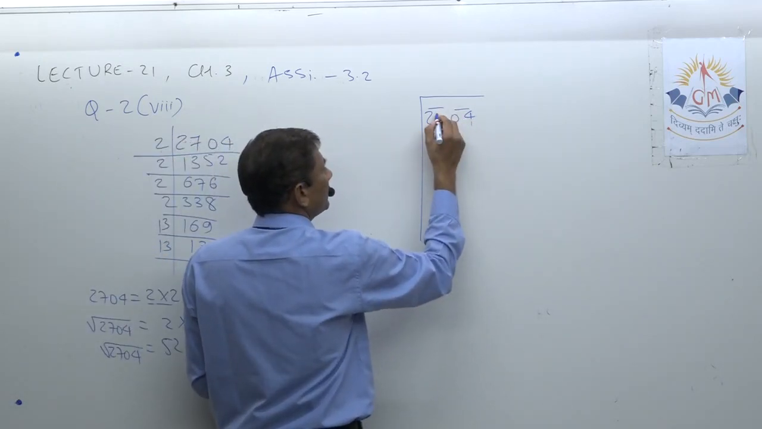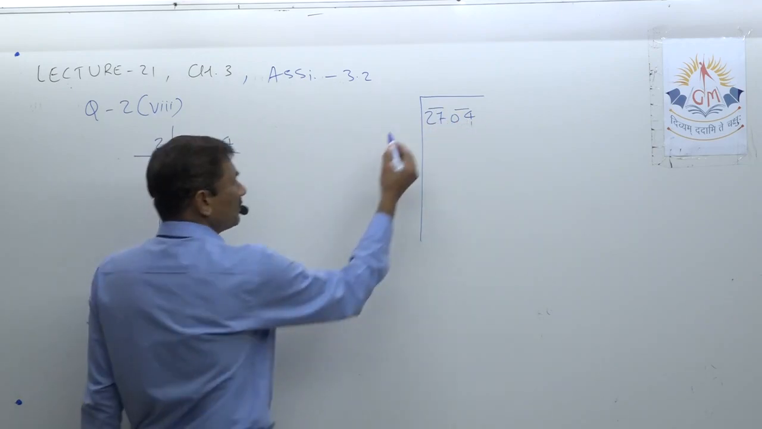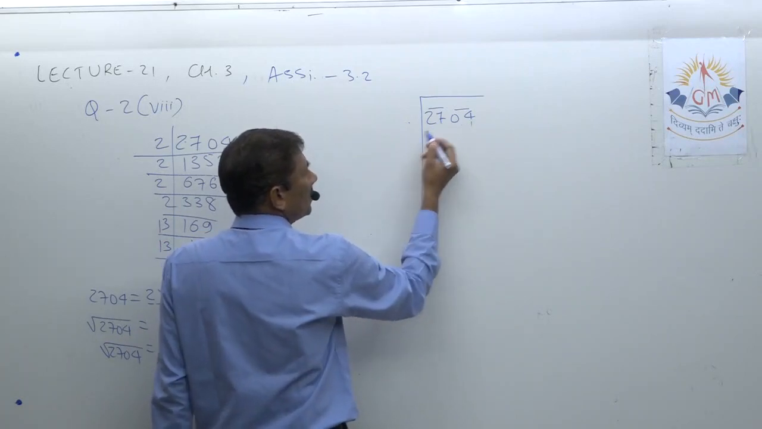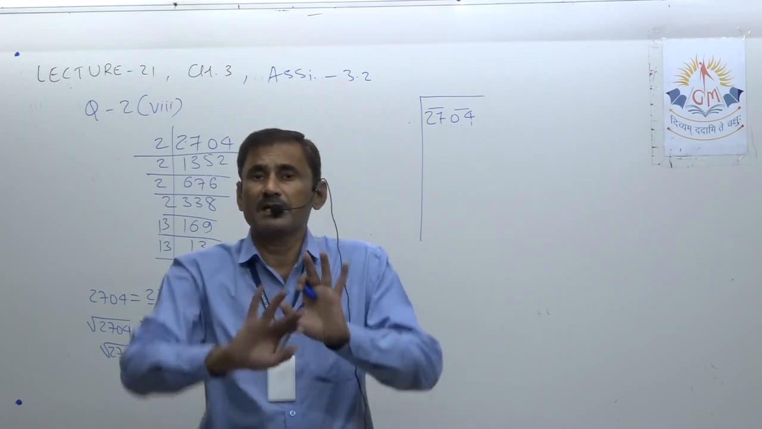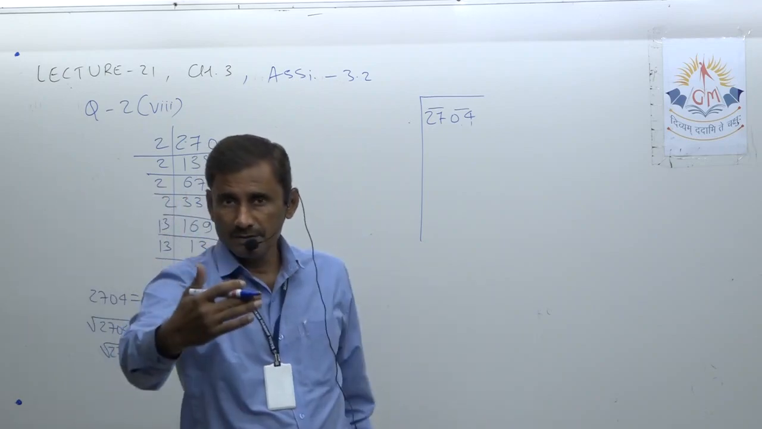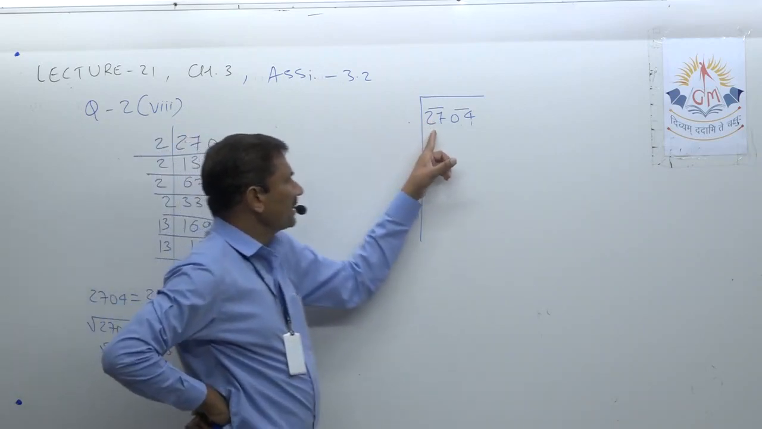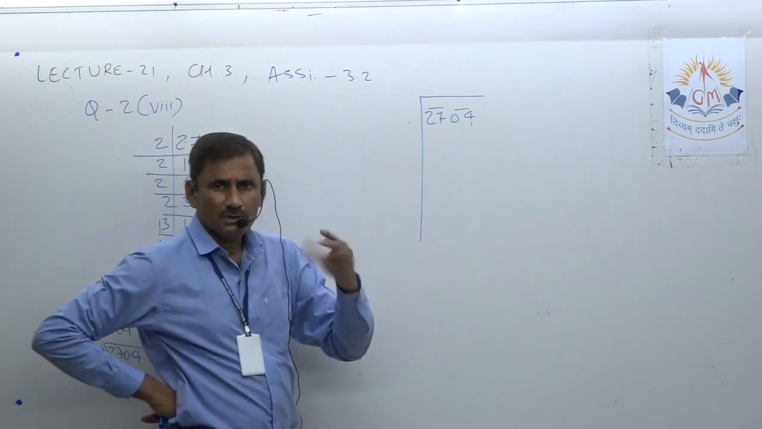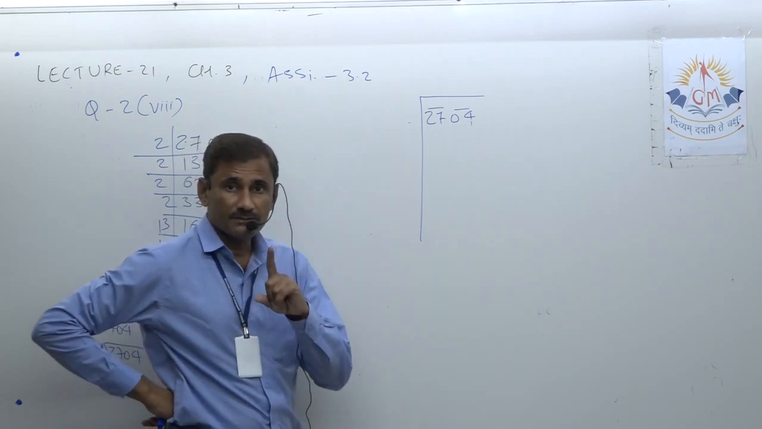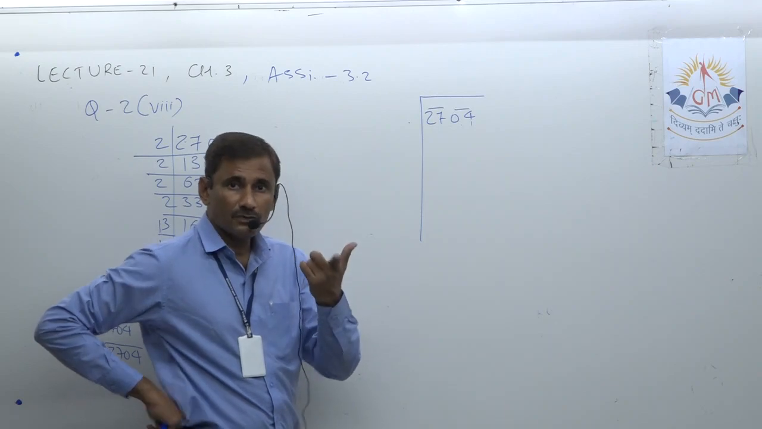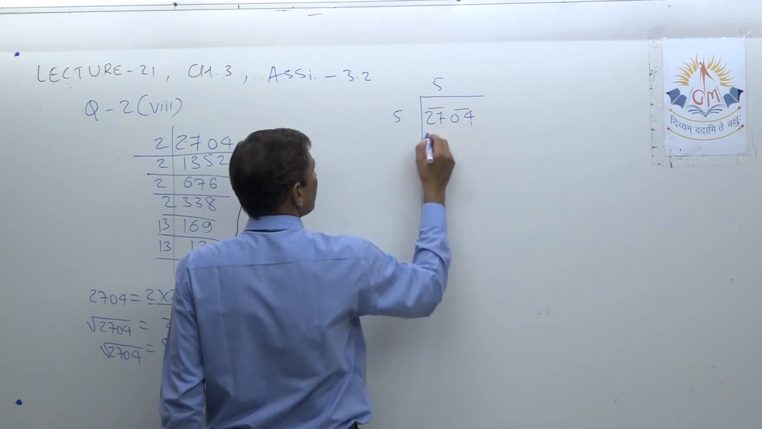Okay, so I have two groups, 27 and 04. Now how to start? First of all, look at the first group. 1 1 ja, 2 2 ja, 3 3 ja, 4 4 ja, 5 5 ja, 6 6 ja, like that, and try to reach up to that number. So 1 1 ja 1 is very less, 2 2 ja 4 not enough, 3 3 ja 9, 4 4 ja 16, 5 5 ja 25, 6 will be more. So I just stop at 5 5 ja 25.